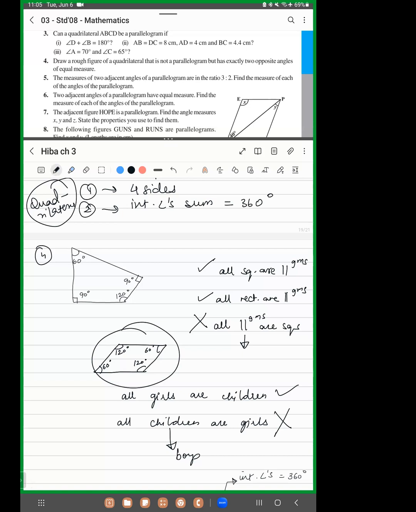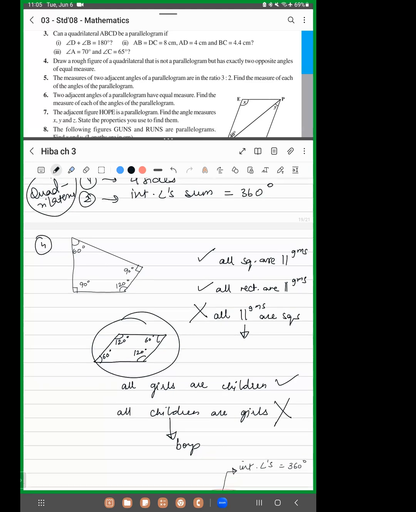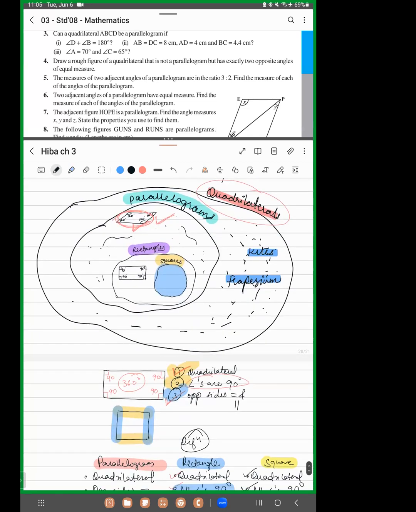रेगुलर पॉलीगन्स में हमने देखा था कि measure of the angle is equal to 360 by number of sides, है ना. Yeah. That was in the previous exercise. Okay.